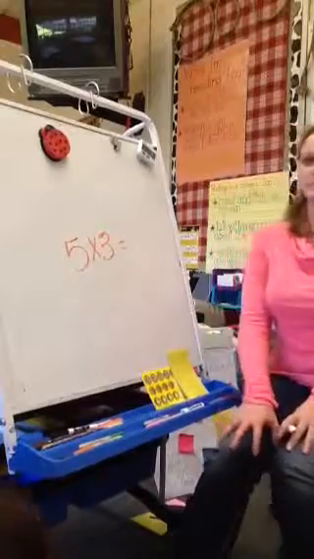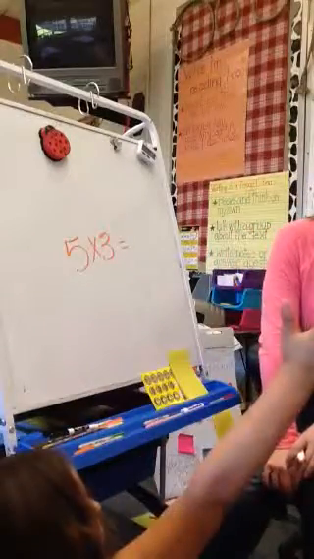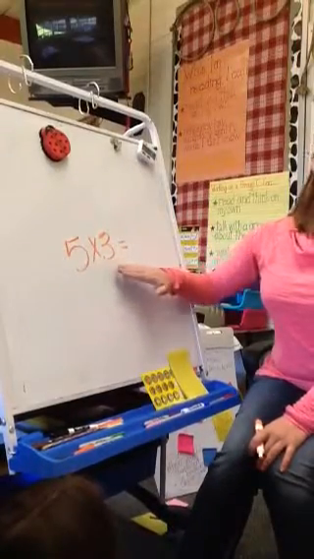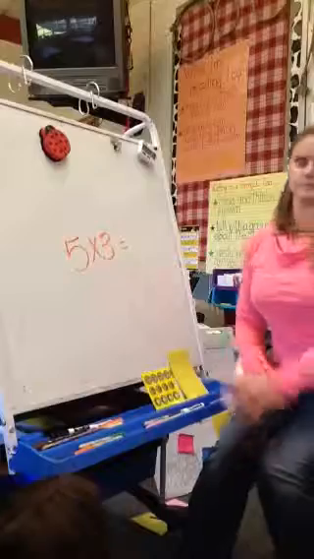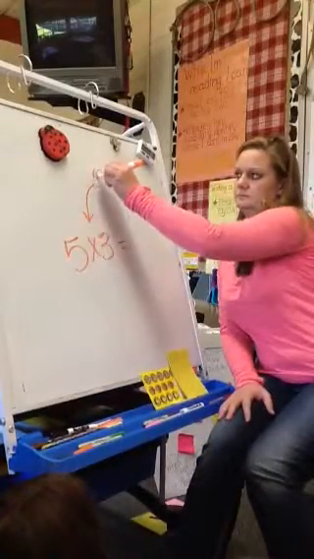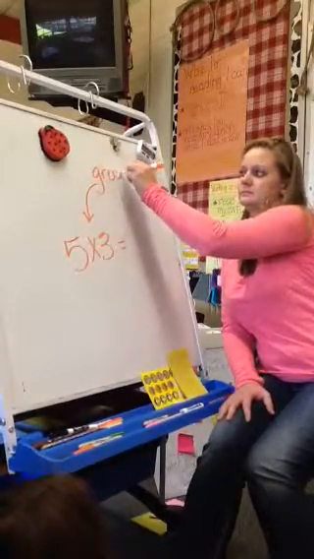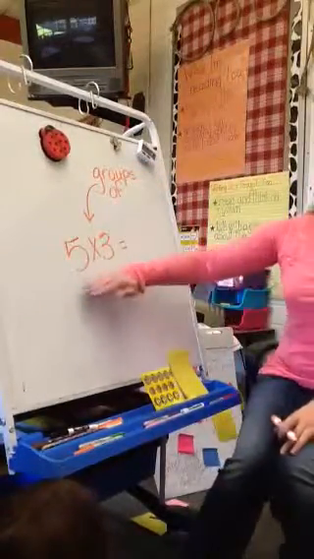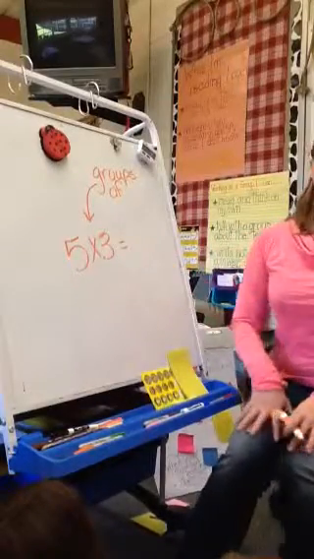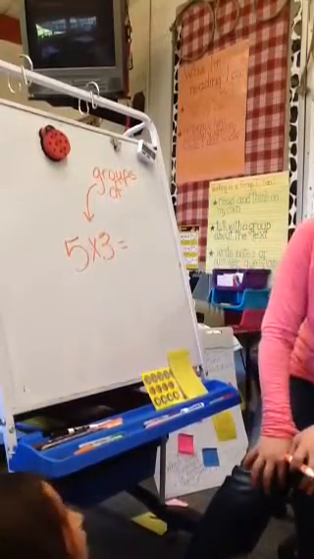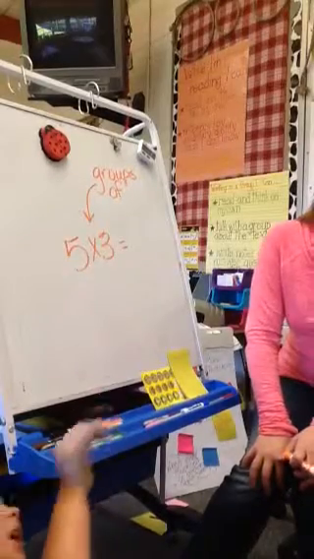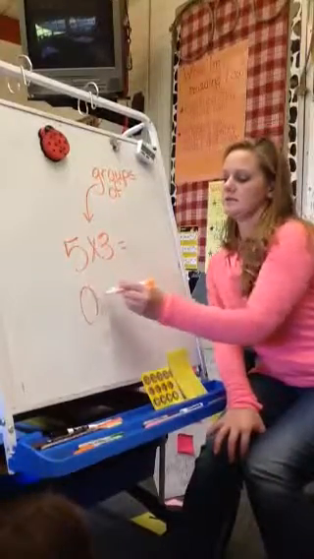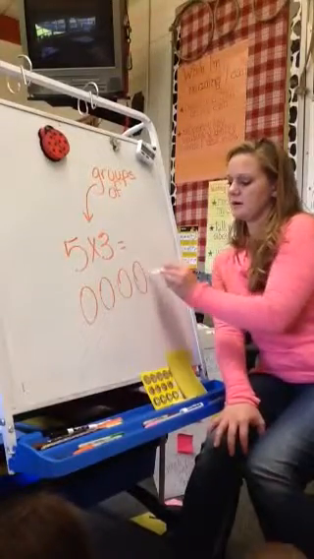Who would like to read this problem for me? Isabel. Five groups of 3. 5 groups of 3. So boys and girls, how many groups do I need to draw? 5. So how am I going to do that? Circles. So how many circles? 5. 1, 2, 3, 4, 5.